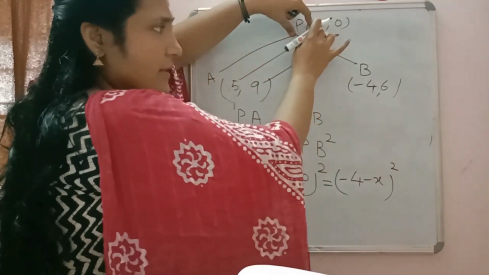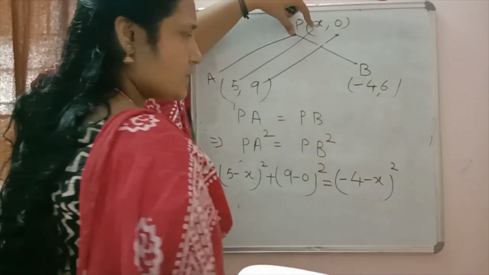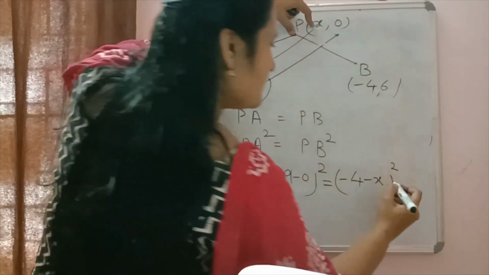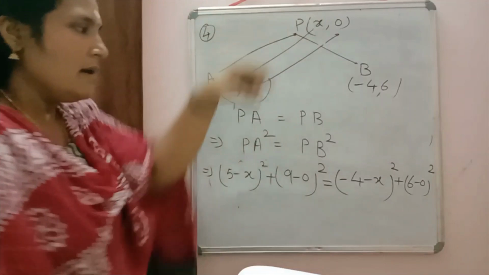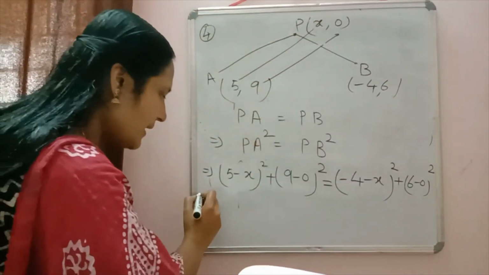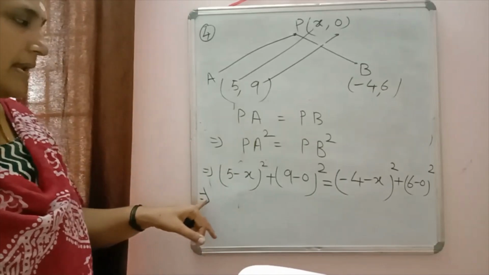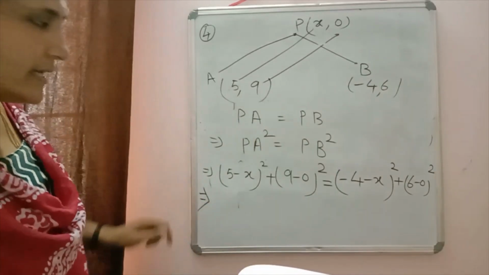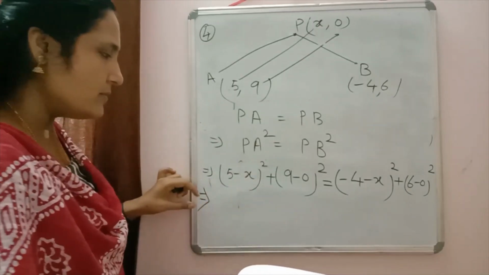If you want to write, you can rewrite in this way also. (x - (-4))² and then next, (6 - 0)². Write in continuation only. Don't break the continuation, and if possible, please use this symbol there. The implies symbol represents the next step. Here we can use the identity (5 - x)².